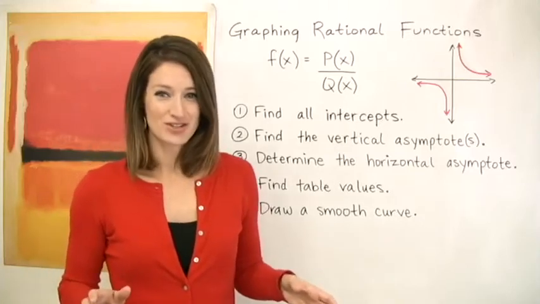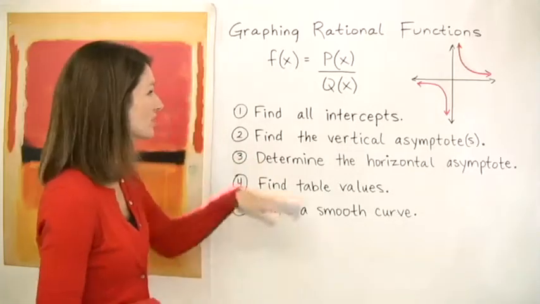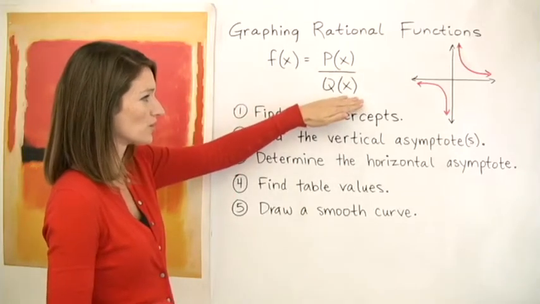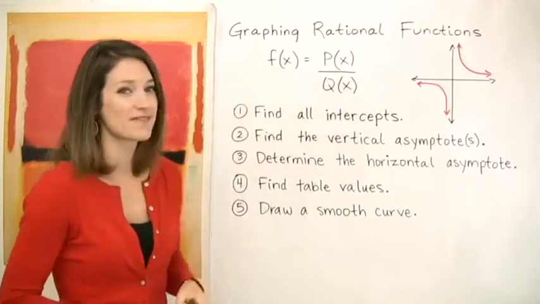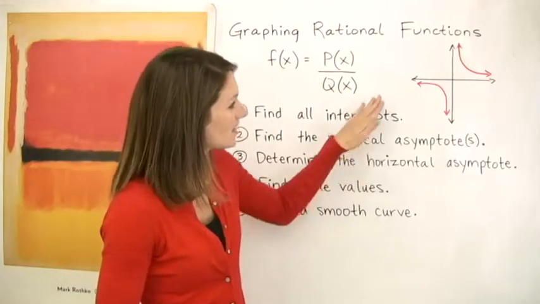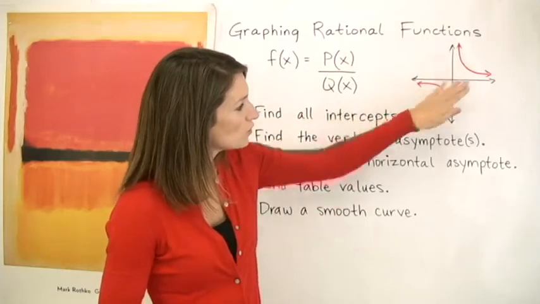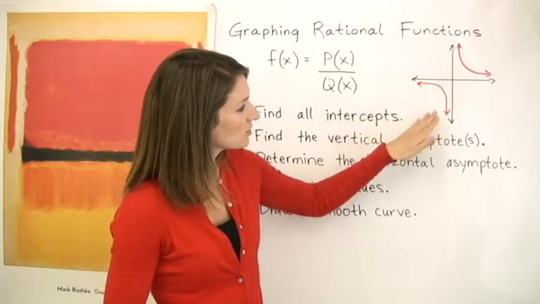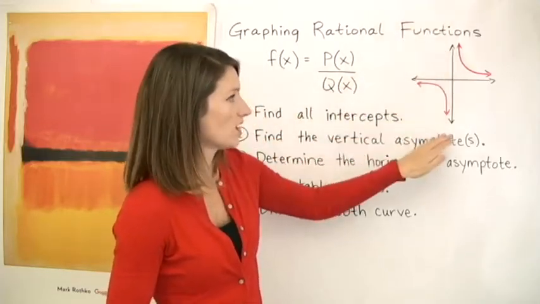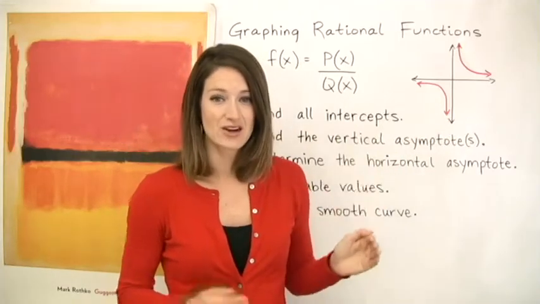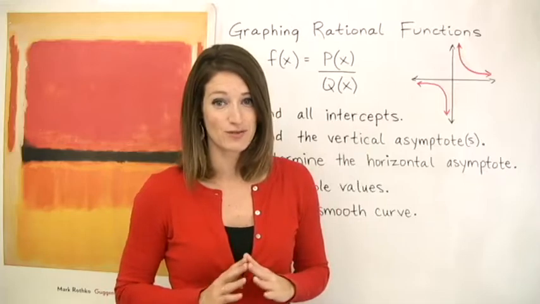When working with rational functions, you're going to work with a function that looks like this. F of x is equal to p of x over q of x. And when you graph a function like this, it's going to take on the appearance of something like this figure. So you have two smooth curves, and these curves approach a vertical line called a vertical asymptote, which is the line that they're going to get very, very close to but never cross.